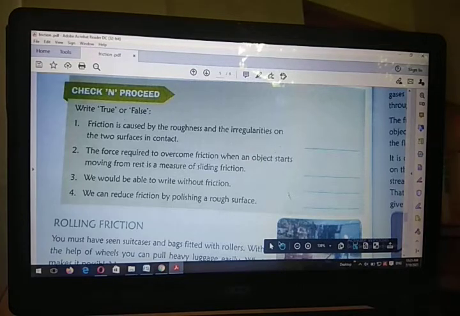Number 2: The force required to overcome friction when an object starts moving from rest is a measurement of sliding friction. So, false. Number 3: We would be able to write without friction. It's also false. We need friction to write. Number 4: We can reduce friction by polishing a rough surface. Yes, it is correct.